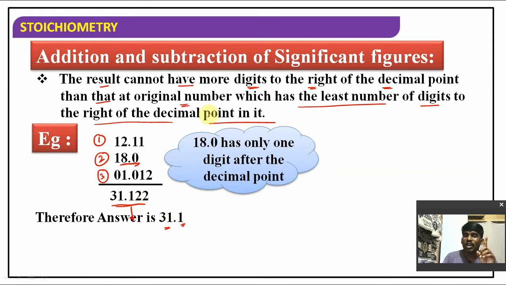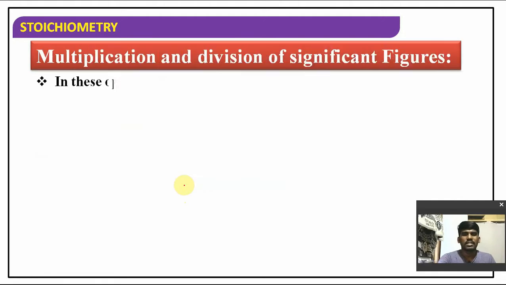The result cannot have more digits to the right of the decimal point than that of the original number which has the least number of digits. Why? Because 18.0 has only one digit after the decimal, so the answer also should have only one digit after the decimal. So this rule is to be applied whenever you are adding as well as subtracting significant figures. Understood?